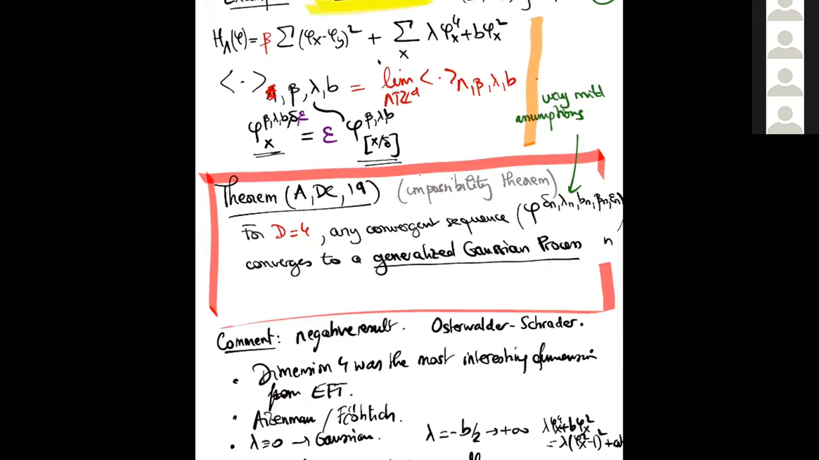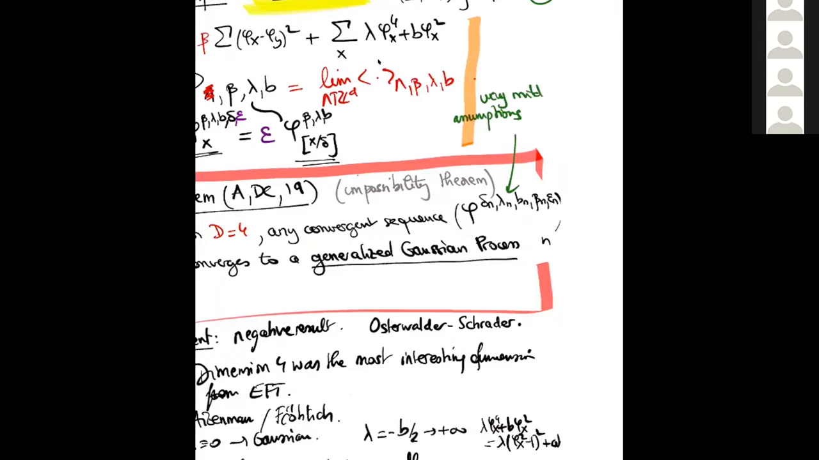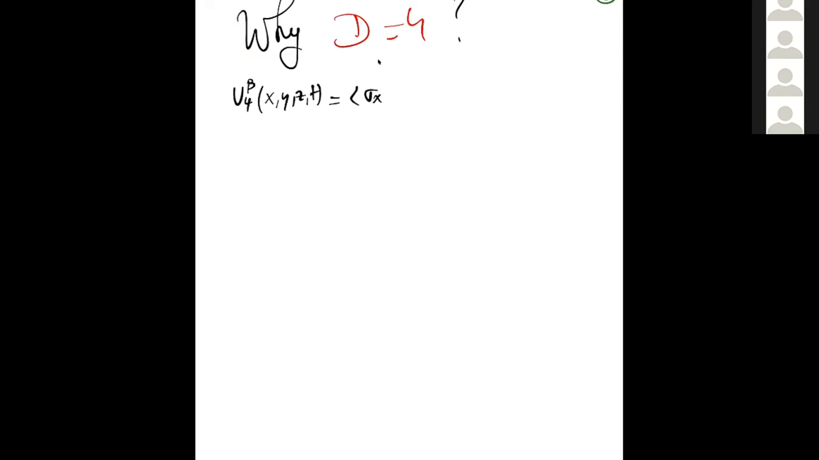The names there are Gawedzki, Kupiainen, Bauerschmidt, Brydges, Slade, Aragão de Carvalho, there were a lot of results. I'm going to stop this discussion here and just finish on one thing: why D equals 4? What is so special about dimension 4? Let me just say that if you want to have something Gaussian, one thing you could try is to look at U4 of x, y, z, t, which measures how far sigma x, sigma y, sigma z, sigma t is from the Wick law.